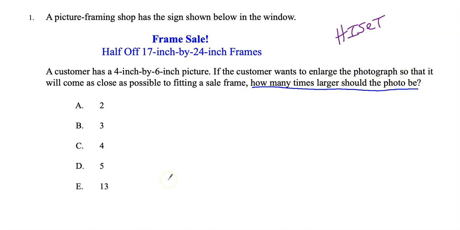Now I know what my answer choices mean. This means 2 times larger, 3 times larger, 4 times larger, and so on. And it also has some information here. It says as close as possible. That means my answer is not going to be exact. It'll be really close. Now, I have a 4 by 6 inch picture right here. And the sale frame is 17 inches by 24 inches.